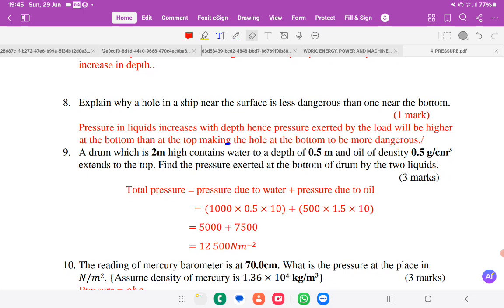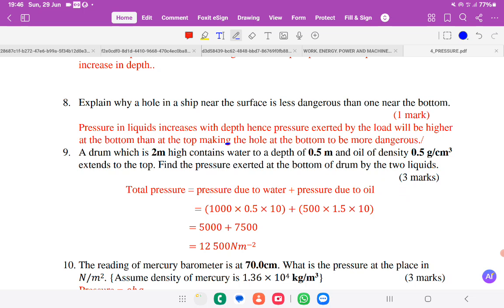Question number 9. A drum which is 2 meters high contains water to a depth of 0.5 and oil of density 0.5 grams per cubic centimeter extends to the top. Find the pressure exerted at the bottom of the drum. Okay, so here we have 2 liquids which have different densities, that of water and oil. All you have to do is to find the total pressure.